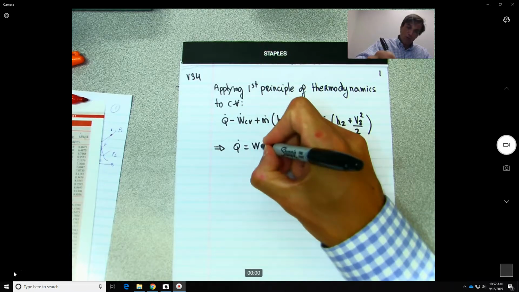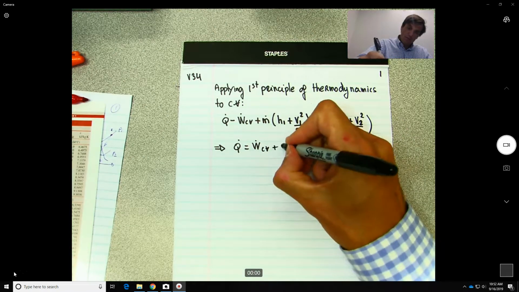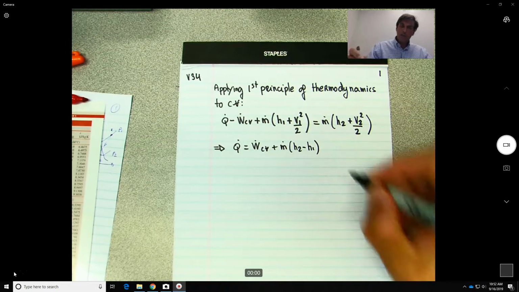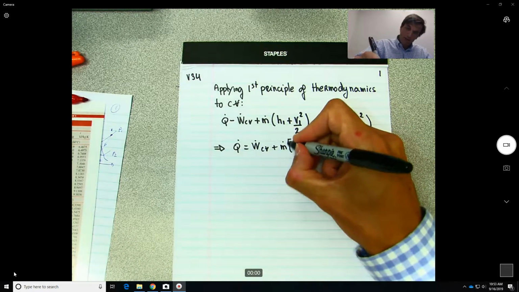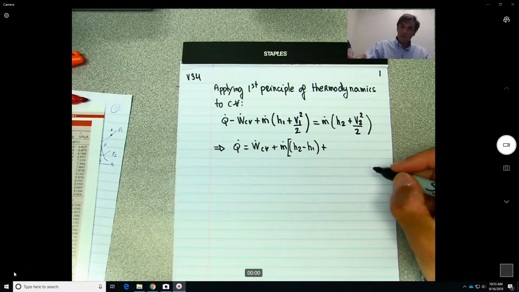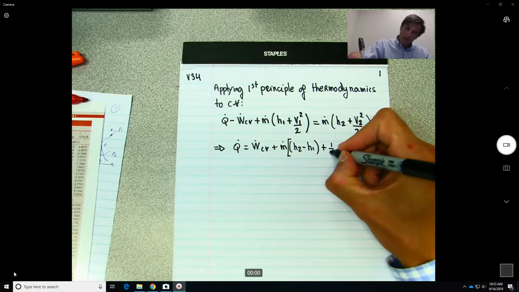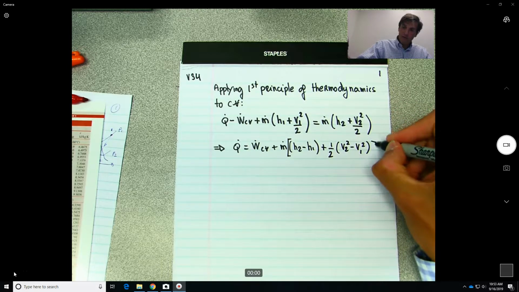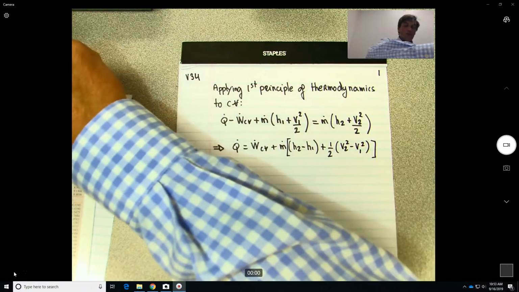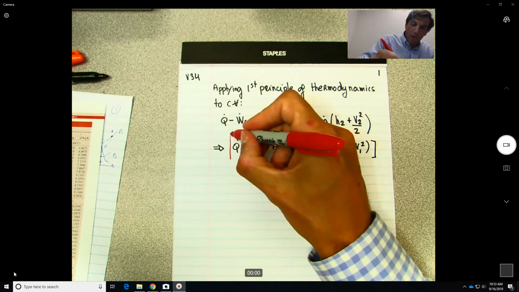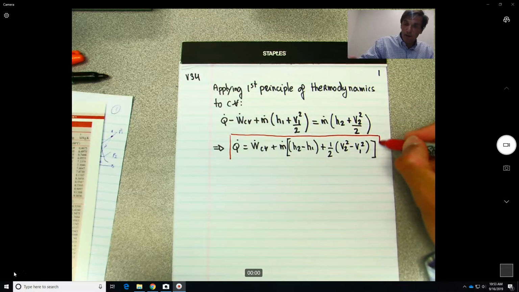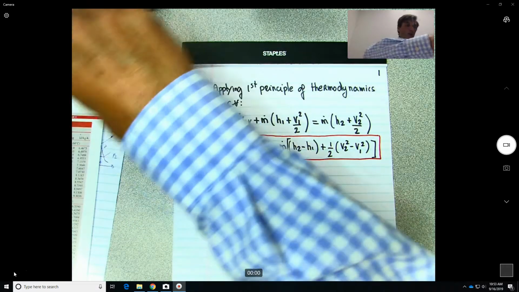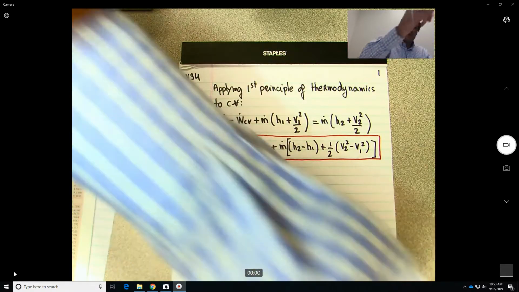So it will be equal to the power plus m dot (h2 minus h1, and I can factor this out, plus 1/2 (V2 squared minus V1 squared)). So really, at this point, we are done with the problem. From now on, it's just a matter of make sure that when we go to the tables, we don't make any mistake. So on this equation over here, what do we know?